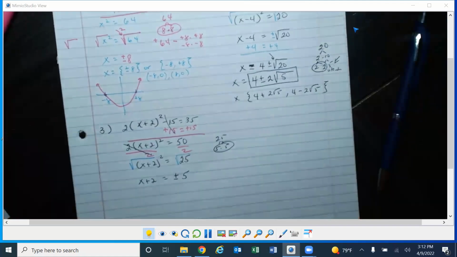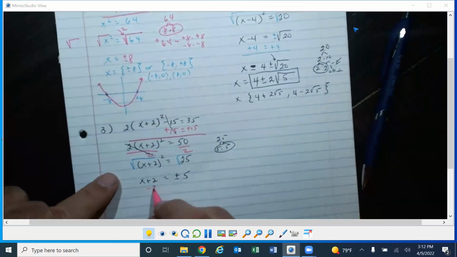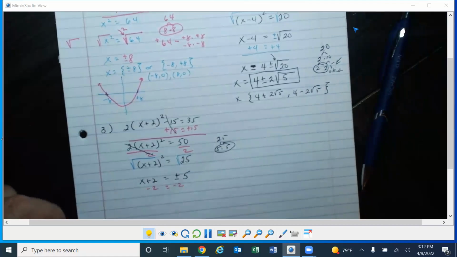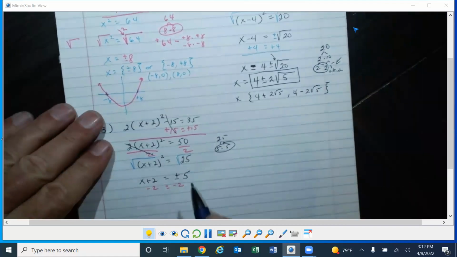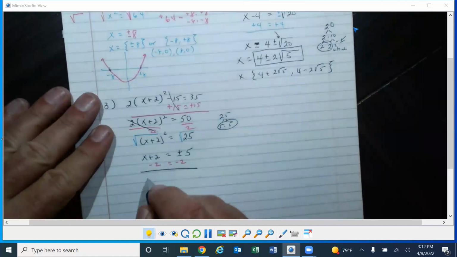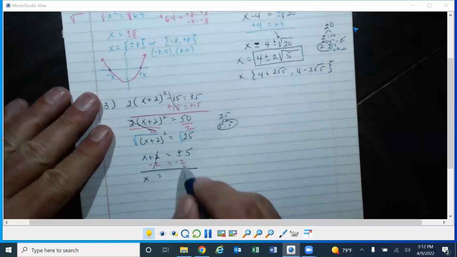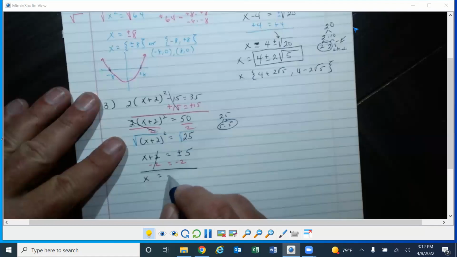So I'm going to move the 2 over. I'm going to subtract 2 from both sides of the equal sign. This is a 0 pair, so it kind of disappears. Bring down my equal sign. Remember, this number goes first. So we're going to say negative 2 plus or minus 5.